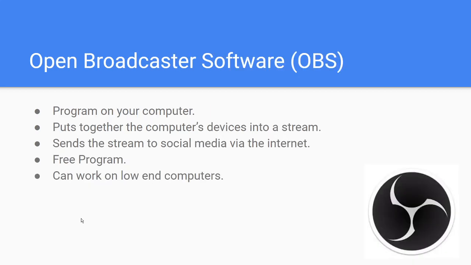Open Broadcaster software, otherwise known as OBS, is a program on your computer that you get from the internet. We'll go over that process in a future unit. But essentially, it allows you to put together your computer's devices, like your camera, your microphone, and, say, your program, like PowerPoint, and it puts it together in a stream. It then sends that stream to social media via the internet, using a solid internet connection.